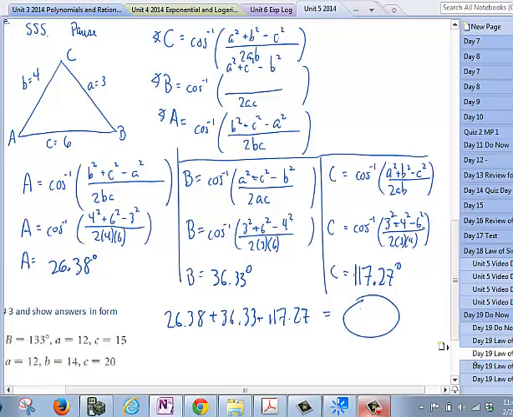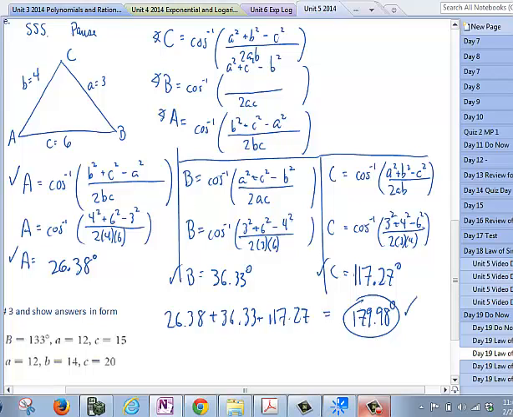Okay, and we're back, and hopefully you can see from the work here that we found angle A, B, and C. You check your work against that, make sure you're putting that into the calculator correctly. And the other thing we want to check is, do these angles add up to 180 degrees? And so if you take your calculator, you do 26.38 plus 36.33 plus 117.27, we get 179.98 degrees, and that would just be round off error.